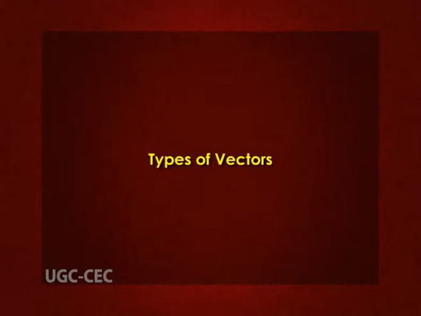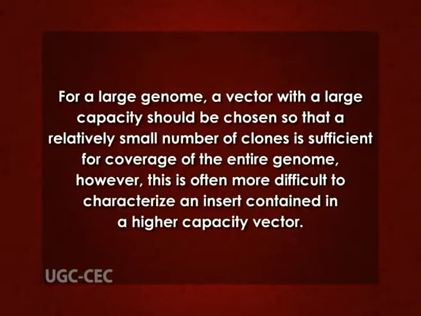Now, the various types of vectors. Genome size varies among different organisms, and the cloning vector must be selected accordingly. For a large genome, a vector with a large capacity should be chosen so that a relatively small number of clones are sufficient for coverage of the entire genome. However, an insert contained in a higher capacity vector is often more difficult to characterize.